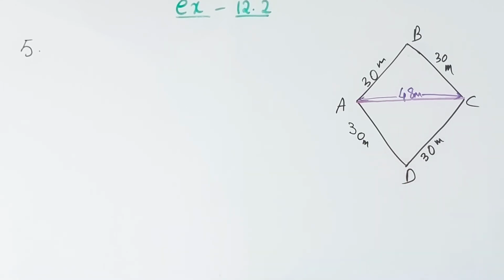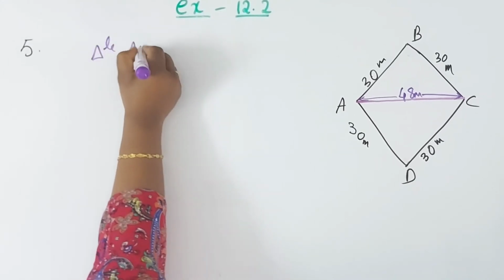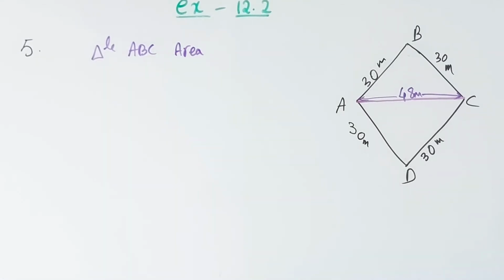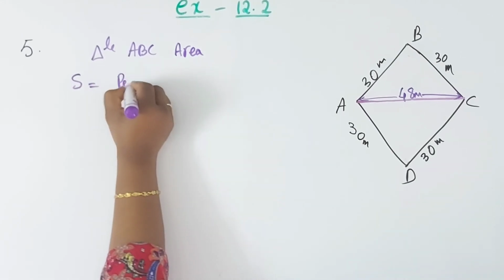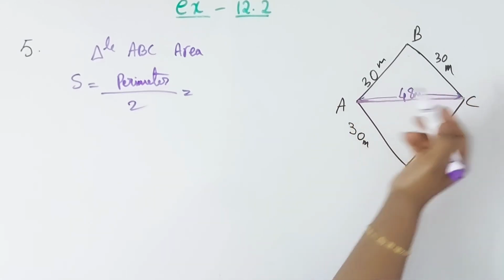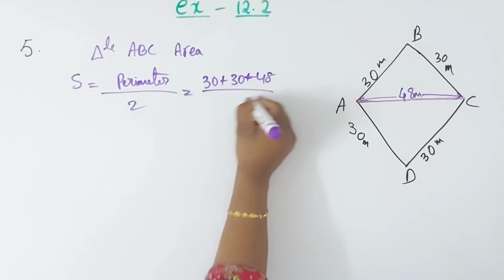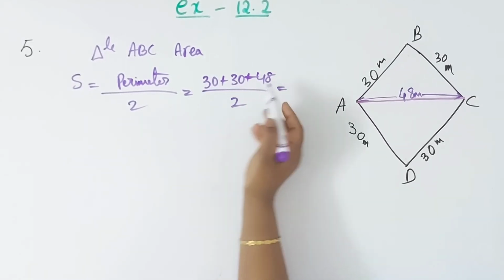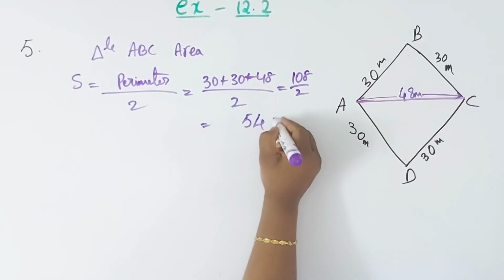Right children? So now we will find triangle ABC area. By using Heron's formula, for that we need to find out S children. S means perimeter divided by 2. Perimeter 30 plus 48 here divided by 2. Here 30 plus 30, 60, 60 plus 48, 108 by 2, that equal to 54 meters children.